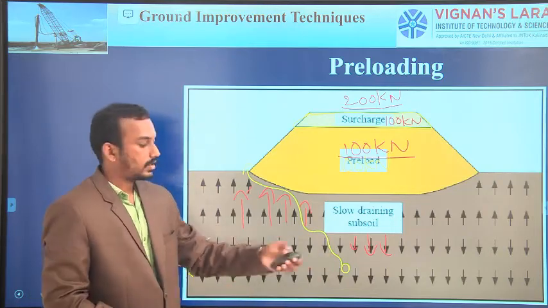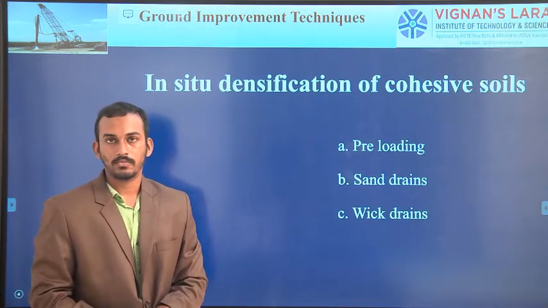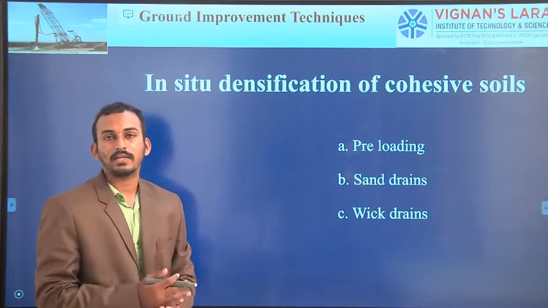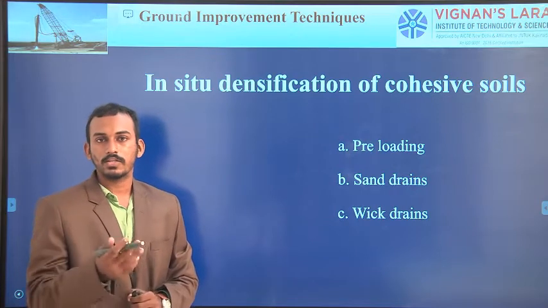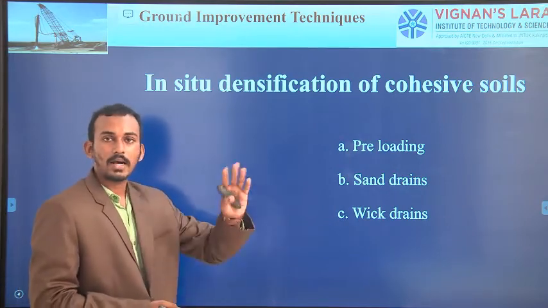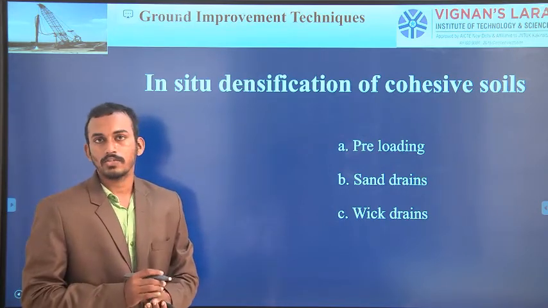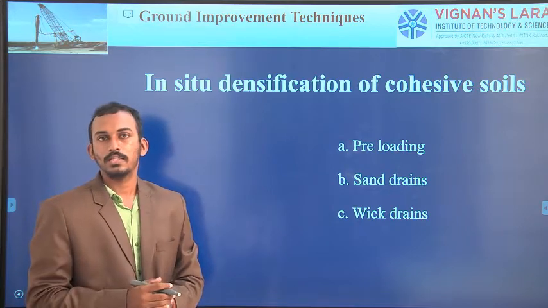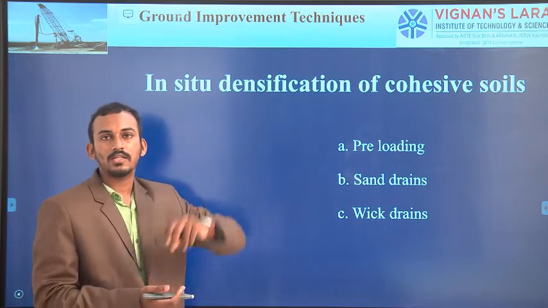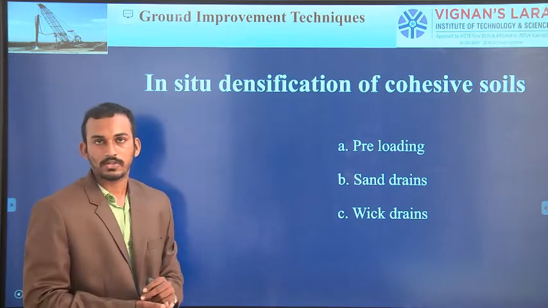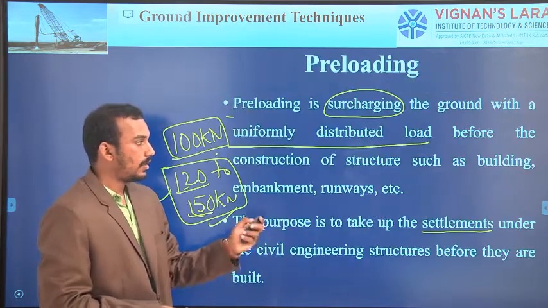In this in situ densification of cohesive soils, we always use the word consolidation. In the previous methods we used compacting and densifying, but here we need to use a word called consolidation. Consolidation means long term effect, whereas compaction means immediate effect. In the previous three methods, we are compacting the soil, which means when we apply the vibration forces, immediately all the air and water molecules are removed. Immediately the soil is densifying. That process is known as compaction. From here onwards, we never use the word compaction. We only use the word consolidation.